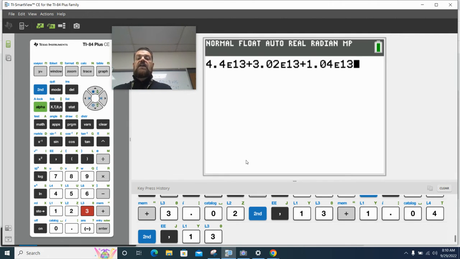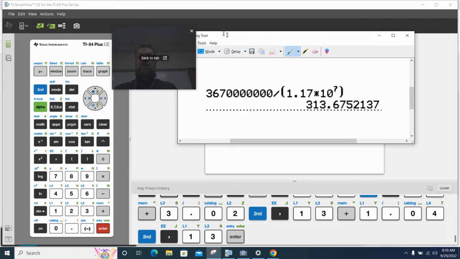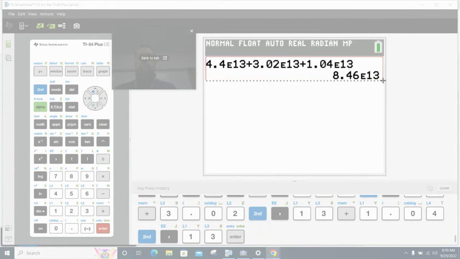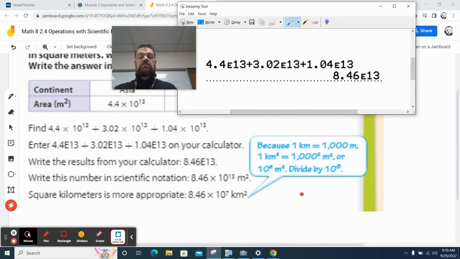Now, earlier I said, if you do the math on this, 4 plus 3 plus 1 is never going to be greater than 10. So our answer should probably be E to the 13 or 10 to the 13th power. But sometimes it's a little bit more, and then it would change. In this case, it doesn't. So we've got 8.46, and I'm just going to copy this and put it in your notes. So you guys can look at it later if you need to when it comes to putting it in the calculator.